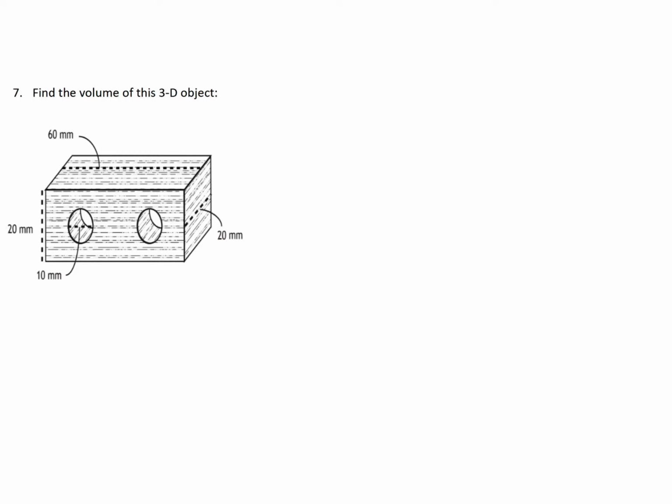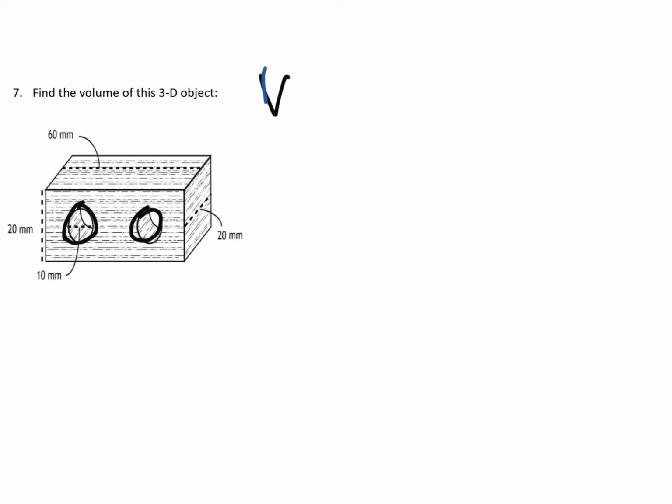So last question, we have a rectangular prism and then 2 cylinders. So basically it looks like a brick. Kind of like the other problems, you're going to find the volume of the rectangular prism and then subtract the volume of the 2 cylinders. And we're assuming that they are identical. So you just find the volume of 1 cylinder, multiply by 2, and take it from there.